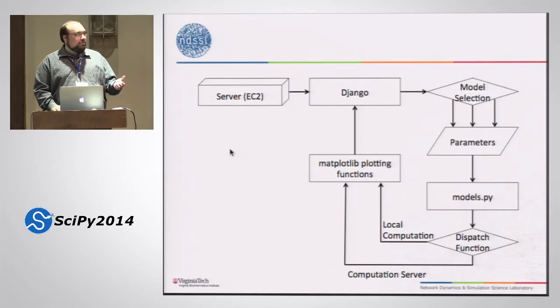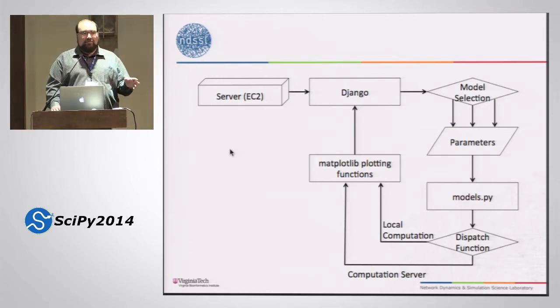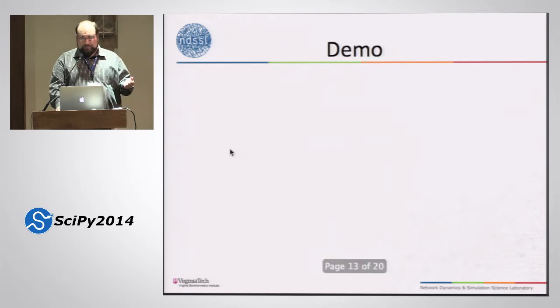There's a dispatch function that determines whether it'll be solved locally or remotely. Right now, everything is local because, honestly, numeric ODE solvers are pretty fast at this point. For some things we're looking at in the future, it might be dispatched to a secondary computation server or something like multivac. The results of that then get fit to a series of matplotlib plotting functions, which are then hosted back to the user.